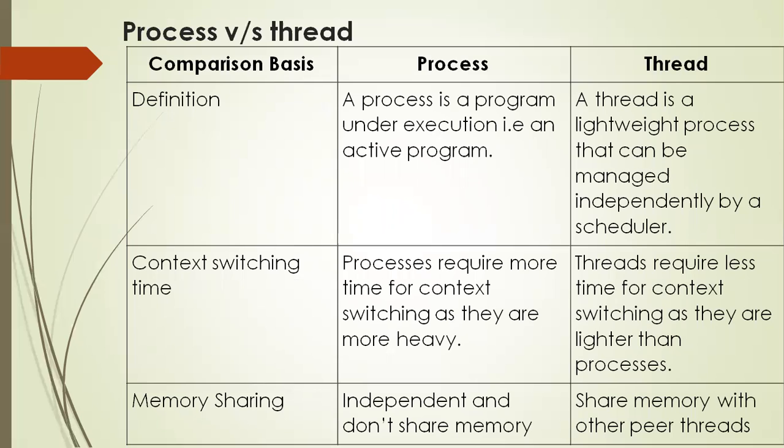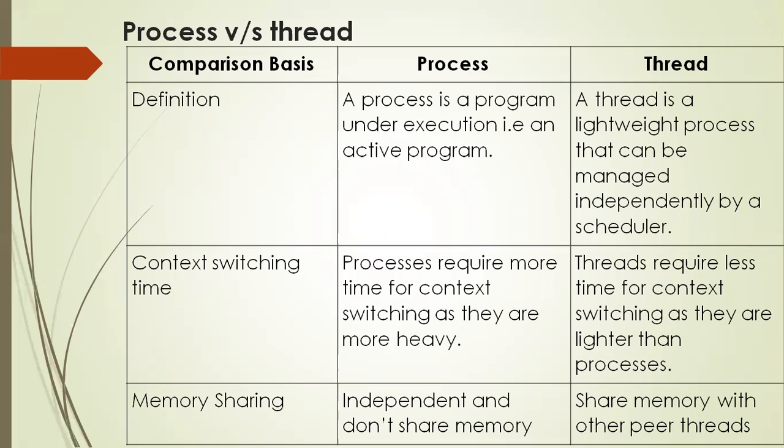Let us discuss the major differences between a process and a thread. A thread is a unit of a process, so one process includes several threads. The first one: a process is a program under execution. Any program which is currently executed by the CPU, we call it a process. A thread is a lightweight process that can be managed independently by a scheduler. Context switching time: generally, processes take more context switching time because they are heavy, whereas threads require less context switching time because they are lighter than processes. That's why a thread is considered a lightweight process and a process is a heavyweight process.